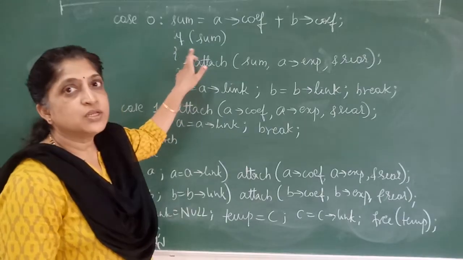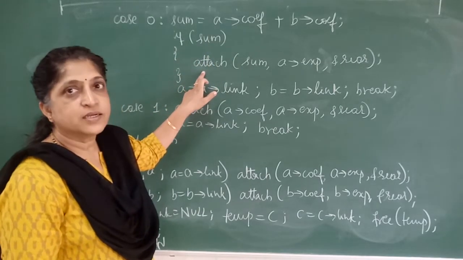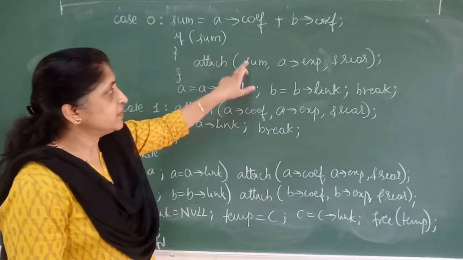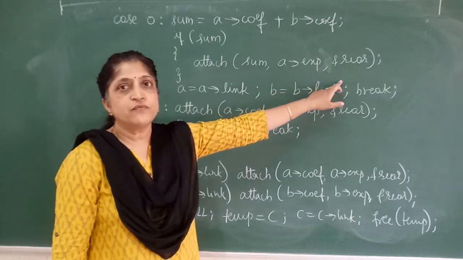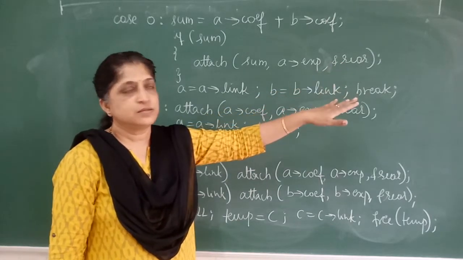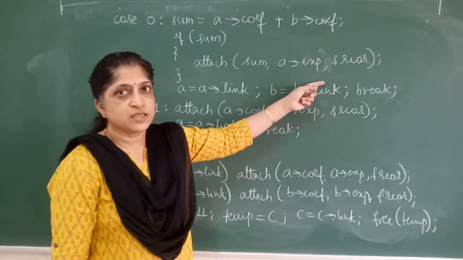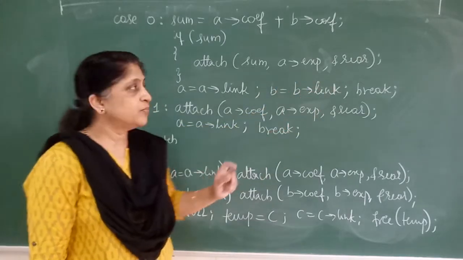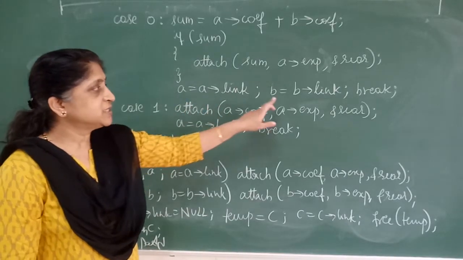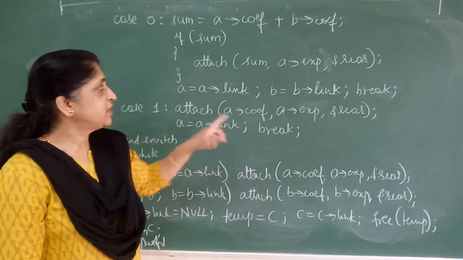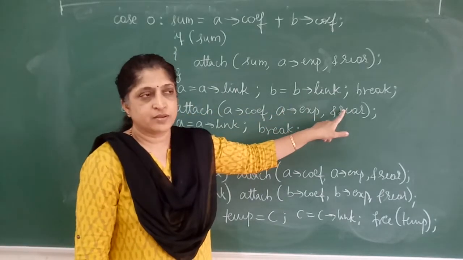So we check for a condition if sum. If this condition is true, then we call the attach function by passing this sum, A exponent, you can also write B exponent, and the address of rear, that is the pointer to the current last node in the polynomial C. This will attach a new node to the polynomial. Then we have to advance both in the A polynomial as well as in the B polynomial. For that we write A is equal to A link, B is equal to B link, and break.